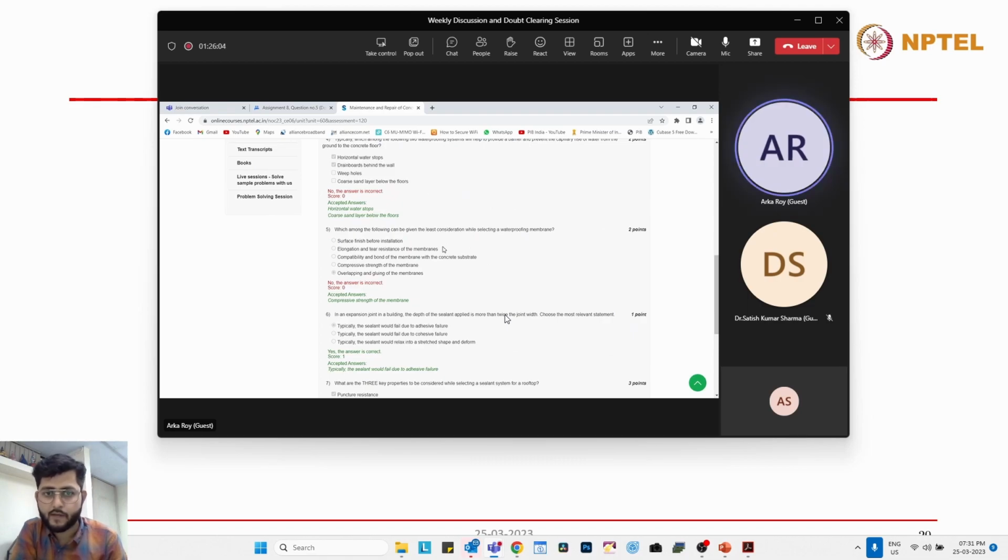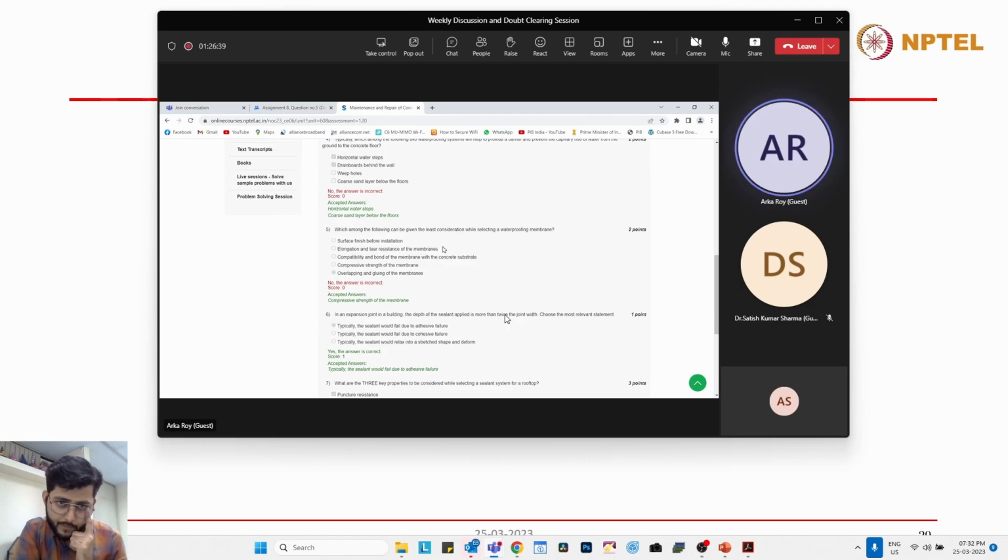Second is elongation and tear resistance of the membranes. As you mentioned, tear resistance has to be there. These are essentially polymeric coatings applied on the concrete surfaces, and therefore the elongation and tear resistance need to be tested and taken into consideration. The third is compatibility and bond of the membrane with the concrete substrate. Otherwise, it won't have a good bond with the concrete surface, and eventually it will tear off.